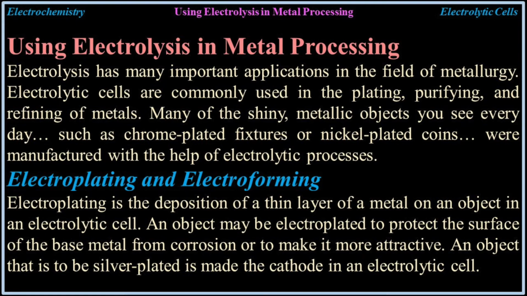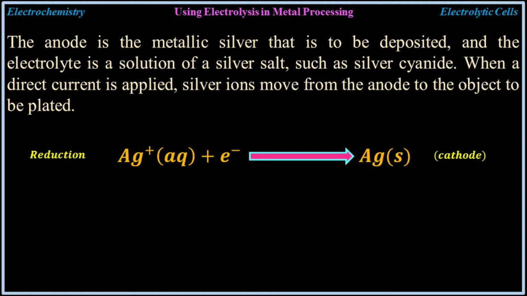Electroplating and electroforming. Electroplating is the deposition of a thin layer of metal on an object in an electrolytic cell. An object may be electroplated to protect the surface of the base metal from corrosion or to make it more attractive. An object that is to be silver plated is made the cathode in an electrolytic cell. The anode is the metallic silver that is to be deposited, and the electrolyte is a solution of silver salt, such as silver cyanide. When a direct current is applied, silver ions move from the anode to the object to be plated. So here is the reaction.